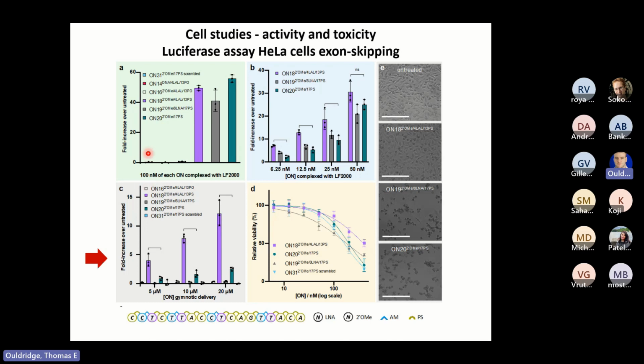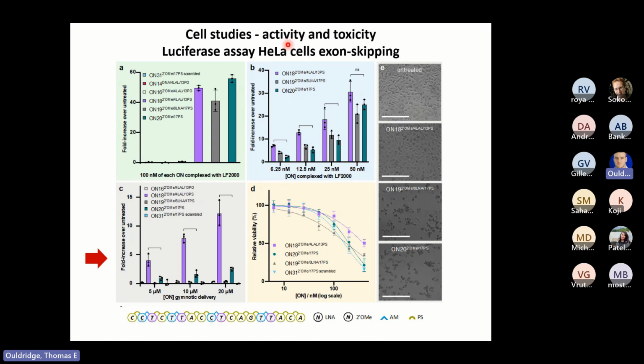So this is a study of luciferase activity in HeLa cells. Now, the way this assay works is that we have a luciferase gene in HeLa cells, and the luciferase gene is not functional because the splicing is incorrect. So what you do is you bind an oligonucleotide across a splice junction, and when it binds, it restores correct splicing to the luciferase gene and produces a light signal.